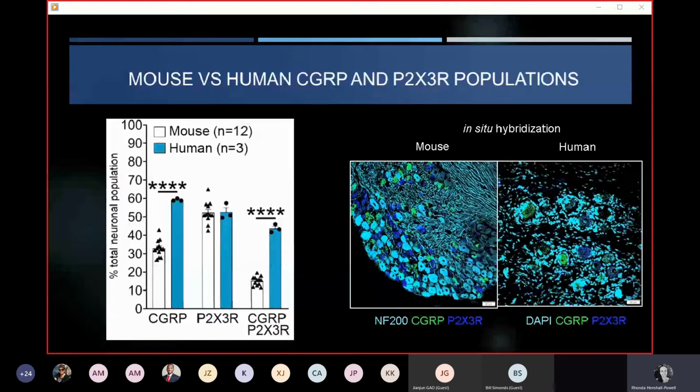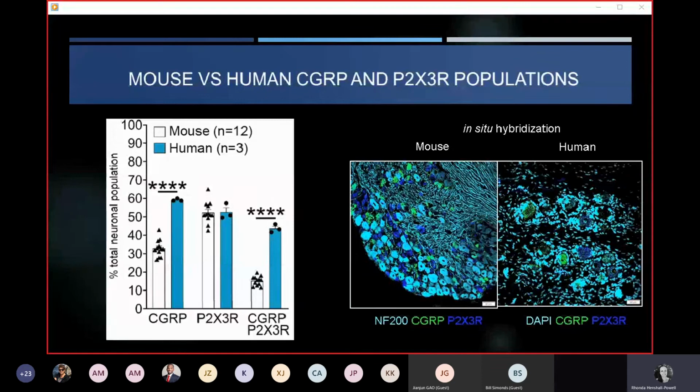So what we did was we graphed the percentage of neurons expressing CGRP in human and mouse, and you can see that there are a lot more neurons in human expressing CGRP than in mouse. So around 30% in mouse, and it's now up to around 60% in human. There is no difference in P2X3 expressing neurons between mouse and human. So really the culprit for this larger CGRP P2X3 expressing population is more neurons expressing CGRP in human than mouse.